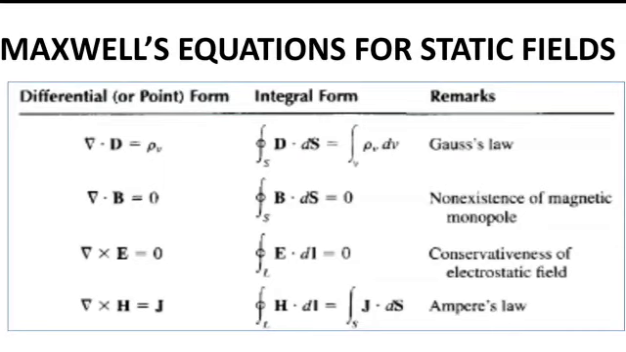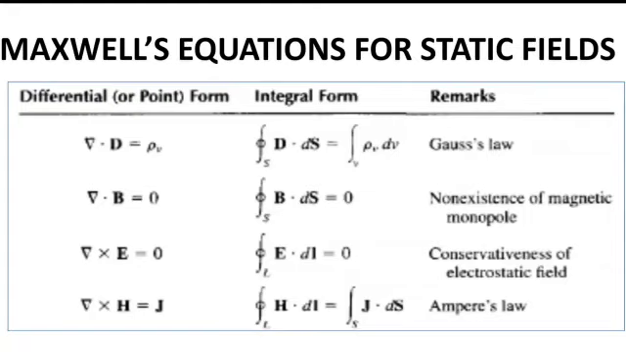Now, finally, we list down all the Maxwell's equations for static fields in differential and integral forms with little remarks as follows. Del dot D is equal to rho v. This is what we have defined from the Gauss law. Rho v is equal to del dot D. And in integral form it is closed integral over S of D dot ds is equal to integral over V of rho v dv. This is Gauss law.